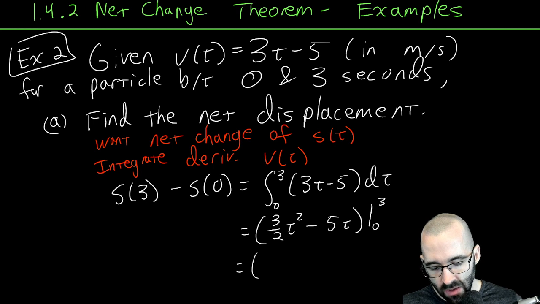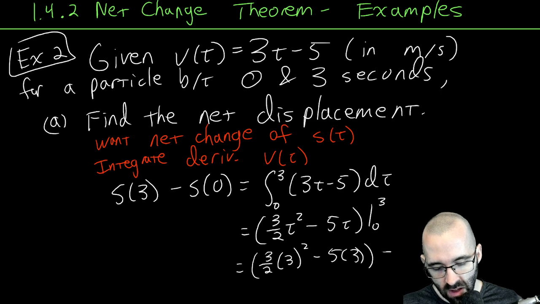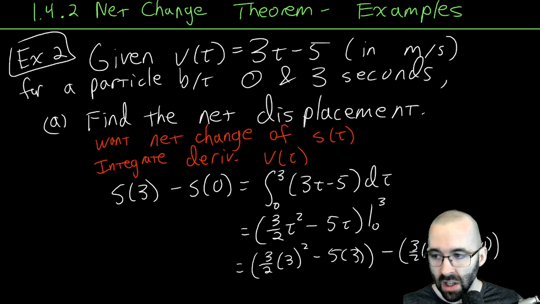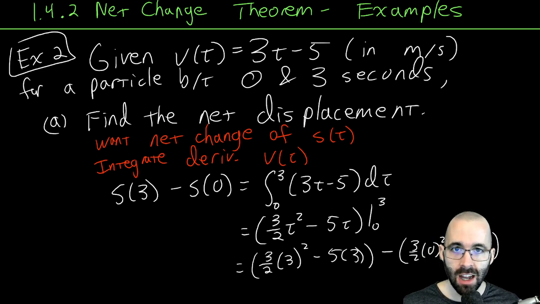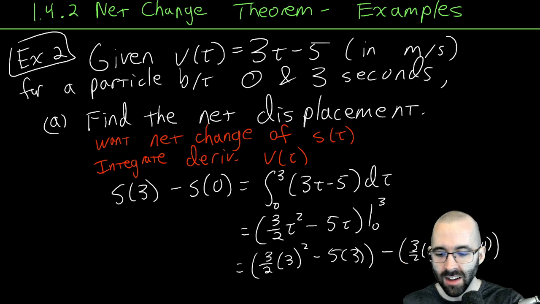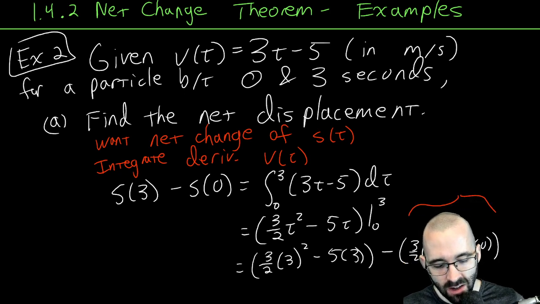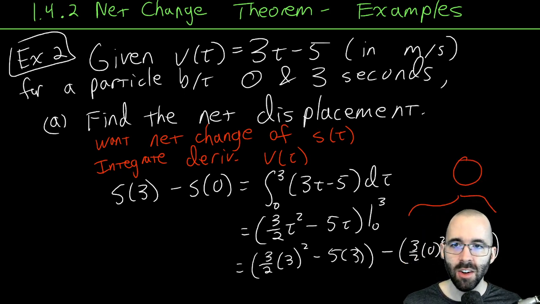So we plug in 3, we're going to get 3 halves times 3 squared minus 5 times 3. Minus, when we plug in 0, we're going to get 3 halves times 0 squared minus 5 times 0. You might say, Jason, you're writing behind your head. Don't worry, because everything over here just becomes a 0 anyway.